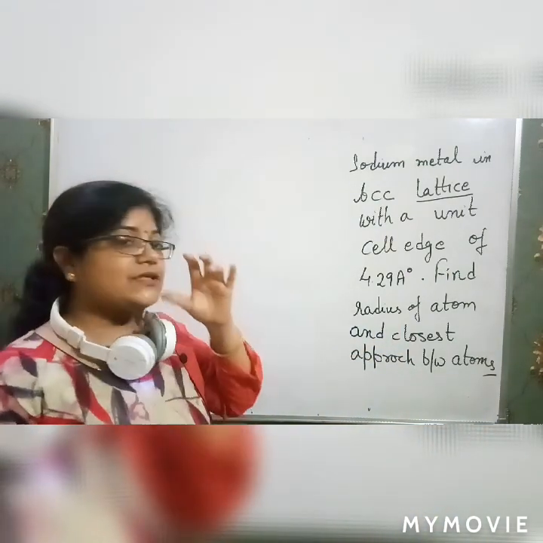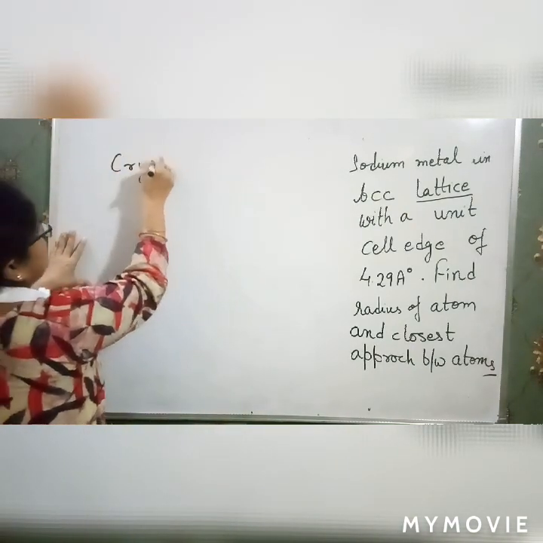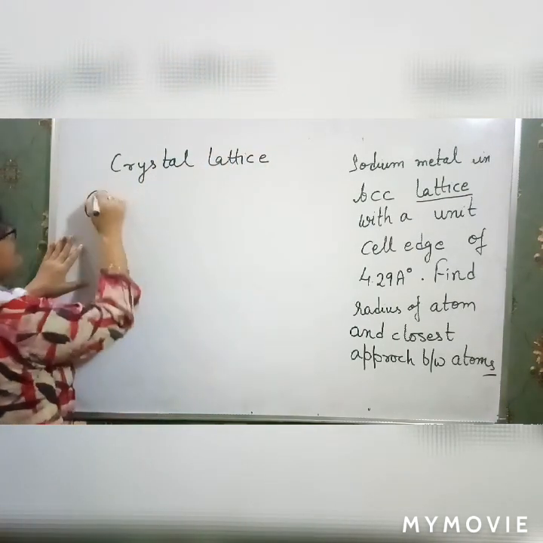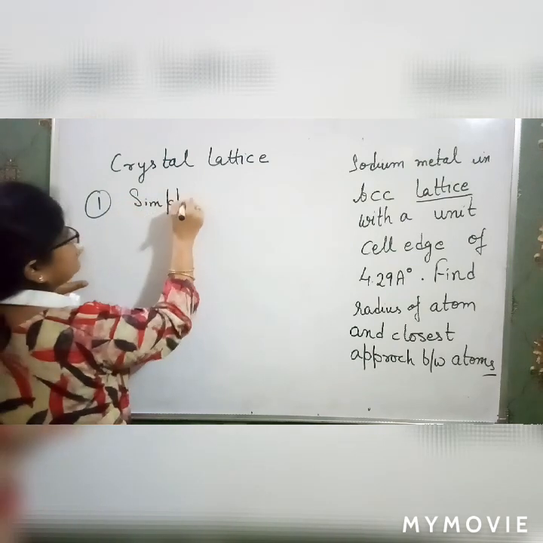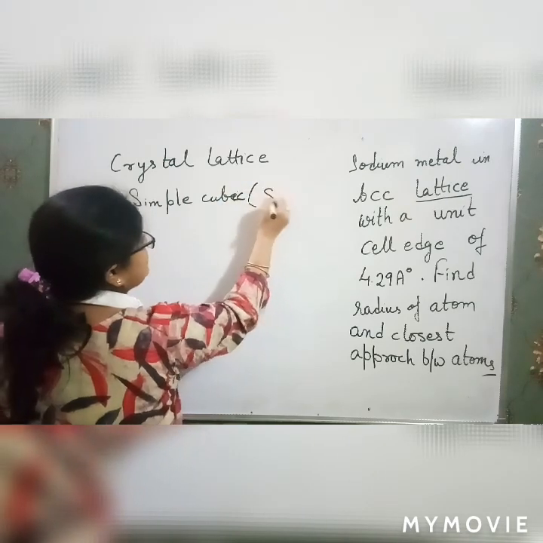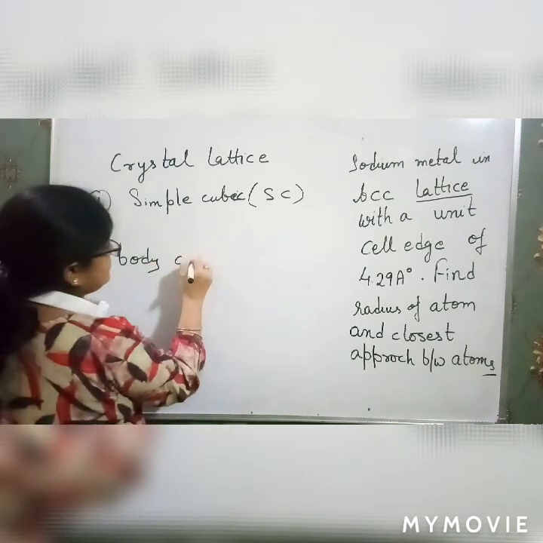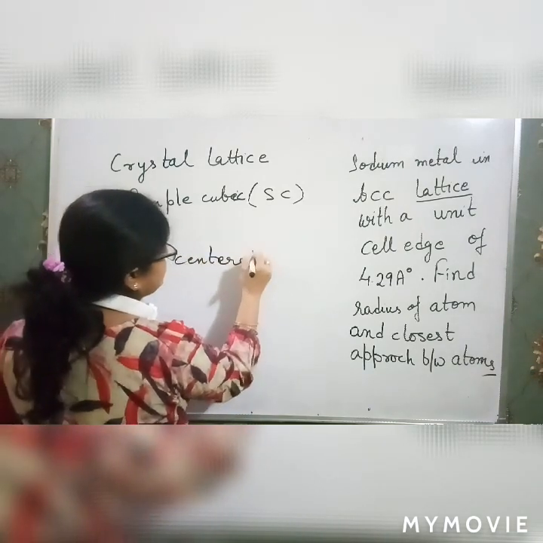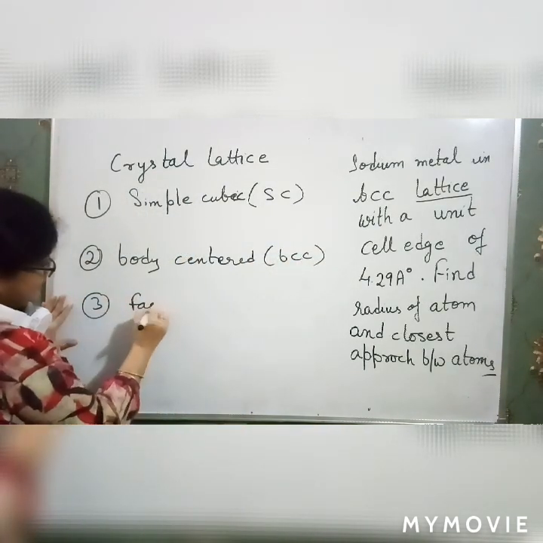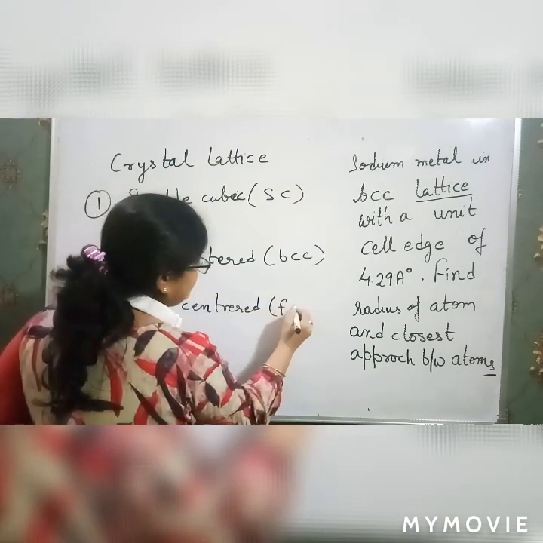In this case, I want to give you a recap of the things. We have three types of crystal lattices. Number one is simple cubic, which I can write as SC. Then the second one is body centered, that is BCC, and the third one is face centered. Clear? I'm not going into detail.